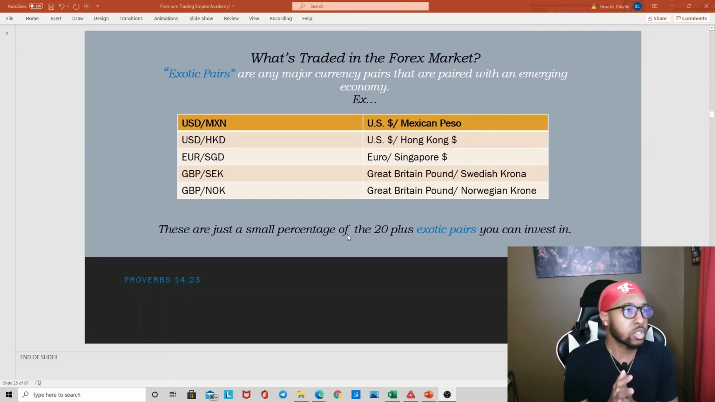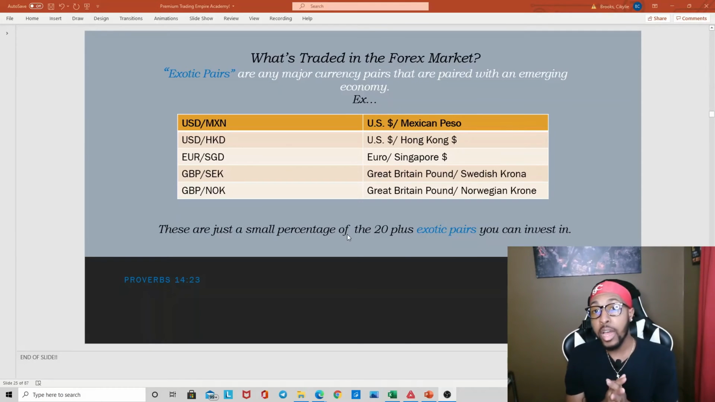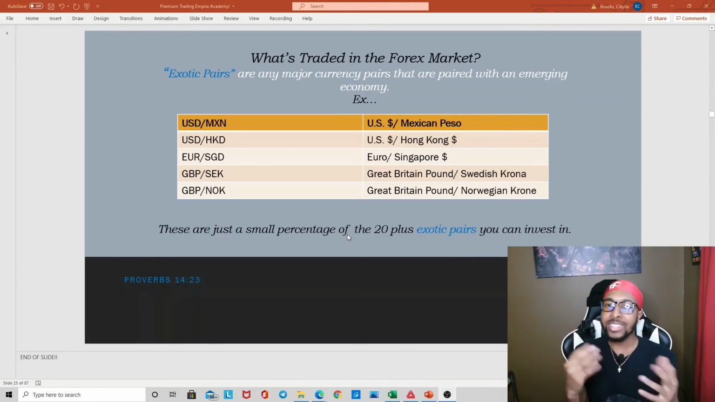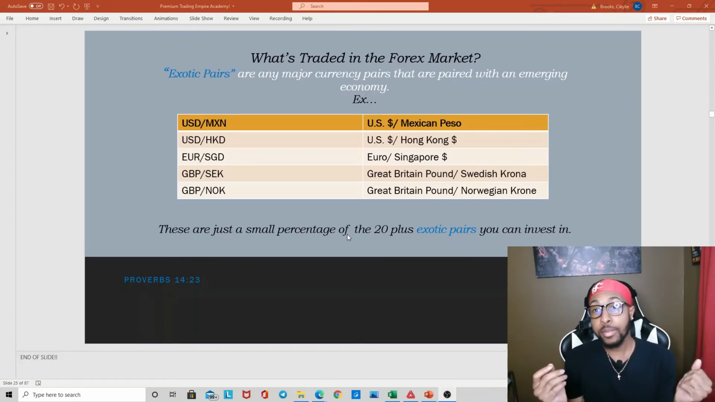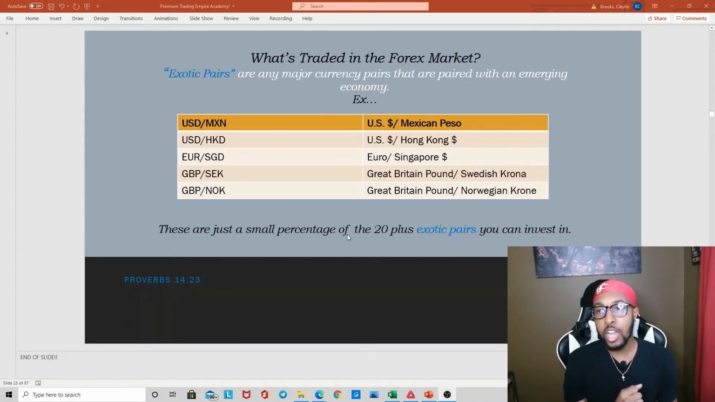All right, so I went too far on that one, but we're back. We've got the exotic pairs. The exotic pairs are any major currency pairs that are paired with an emerging economy. Emerging economies are basically like Mexico, Singapore, Sweden, Norway. These are just a few.